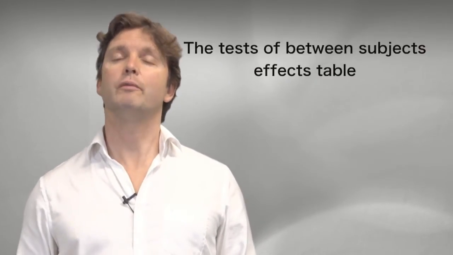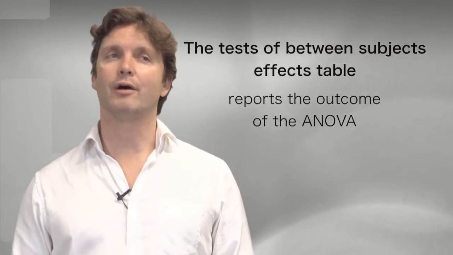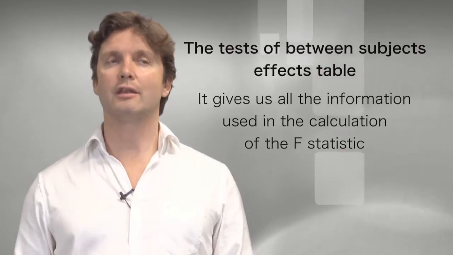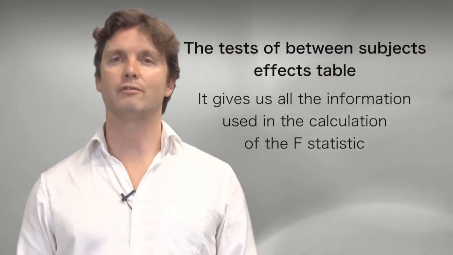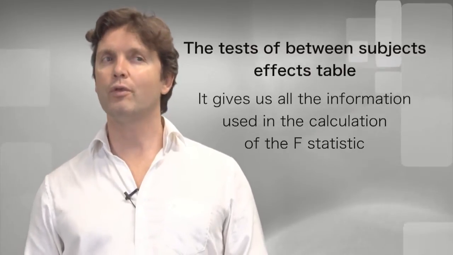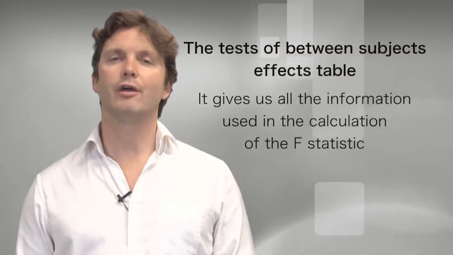Now this is the most important part of the output, as it tests whether the independent variables had an effect or not. So the test of between subjects effects table reports the outcome of the ANOVA. This is also known as an ANOVA summary table, and it gives us all the information used in the calculation of the F statistic.